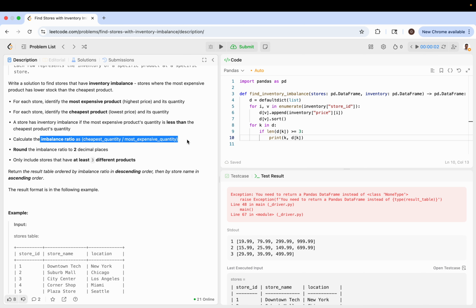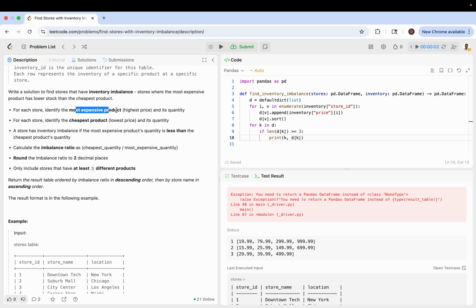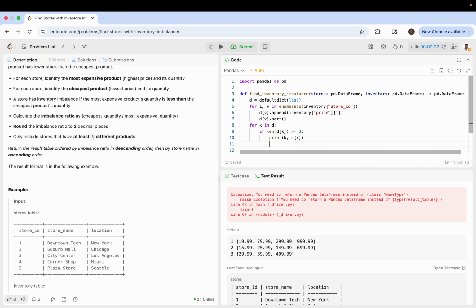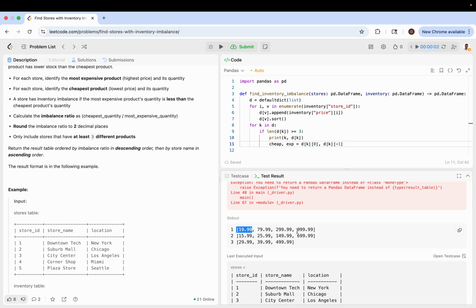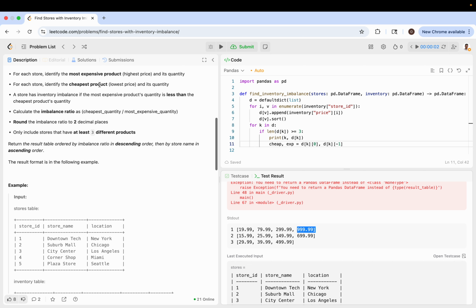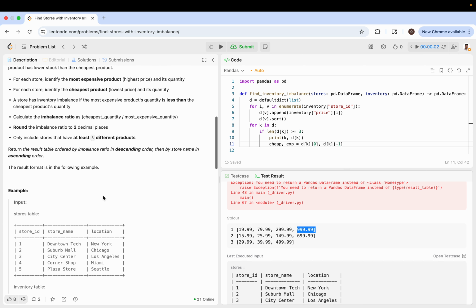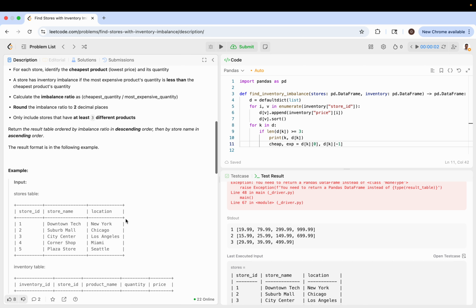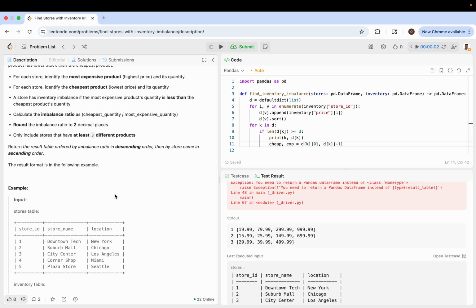And the imbalance ratio, okay, let's go step by step. So the most expensive and its quantity. So the cheapest and expensive is going to be dk of 0 and dk of -1 because we already sorted this list, right? So the smallest on the left side, the largest on the right side. And then now let's go ahead and calculate the quantity of the most expensive product and the cheapest product. So basically that's going to be the quantity of, and also we care about the price as well.